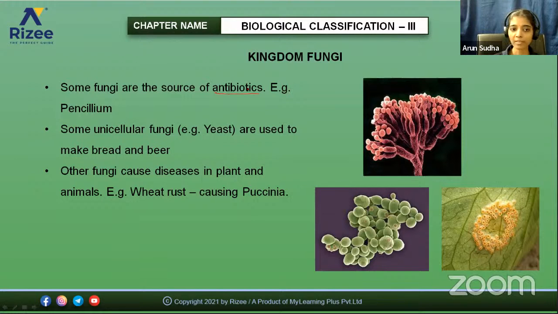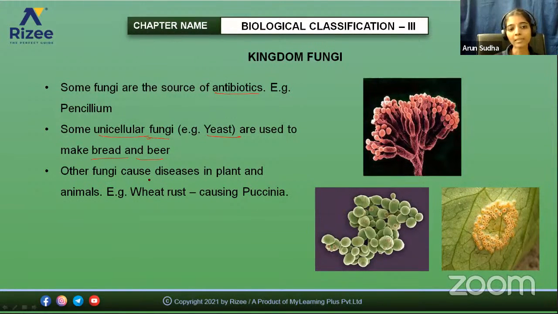We saw that fungi are multicellular, and the exception is yeast. Yeast is unicellular, so it is a unicellular fungus used to make bread and beer. It is a common thing that we use with the help of yeast, and it is a type of fungus. This you should remember: the unicellular fungus is yeast. The other fungi are all multicellular.